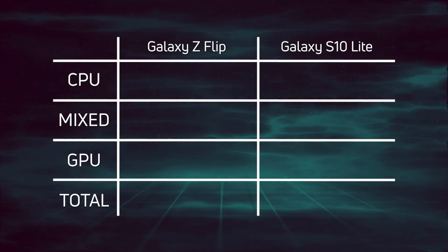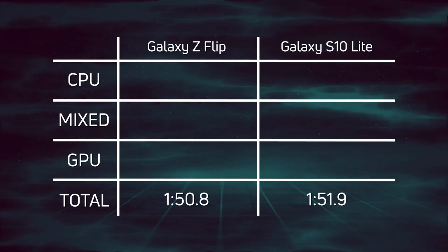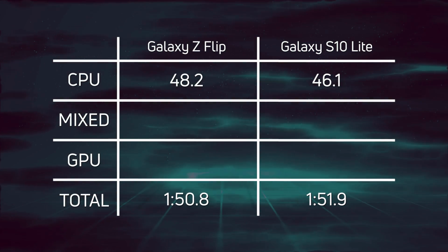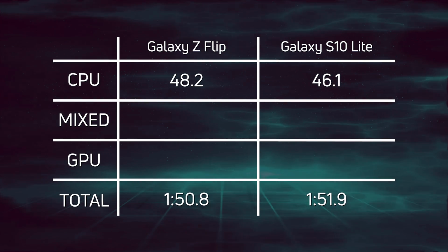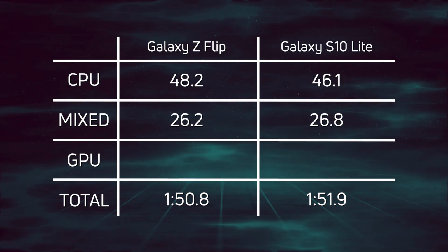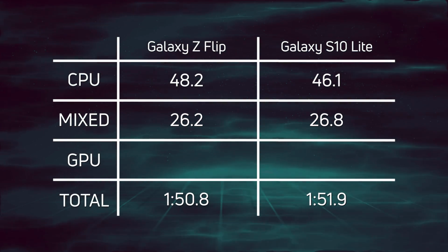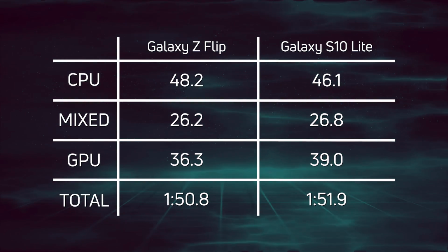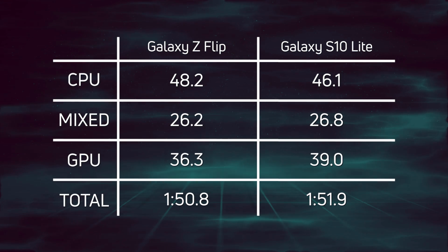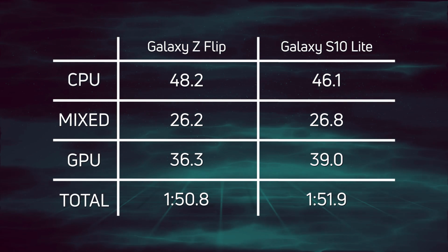So as we saw there, a narrow win there by the Galaxy Z Flip, 150.8, and then 151.9 for the Galaxy S10 Lite. Let's have a look. CPU 48.2, a loss there by the Galaxy Z Flip, a surprising loss there, 46.1 by the Galaxy S10 Lite. Then we get to the mixed CPU GPU, a slight win there by the Galaxy Z Flip, 26.2 versus 26.8, so it's one apiece at the moment. And then when we get into the GPU test, 36.3 versus 39 seconds. So the Galaxy Z Flip was able to claw back its losses there, and it won overall with 1 minute 50.8.